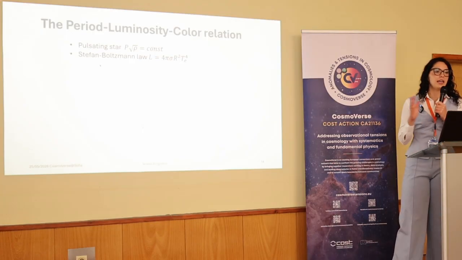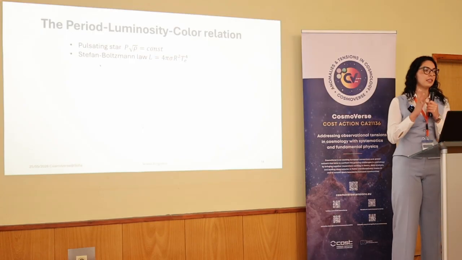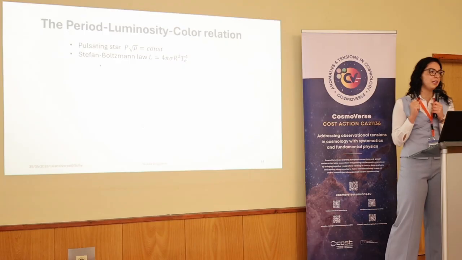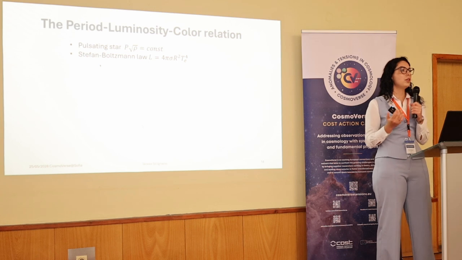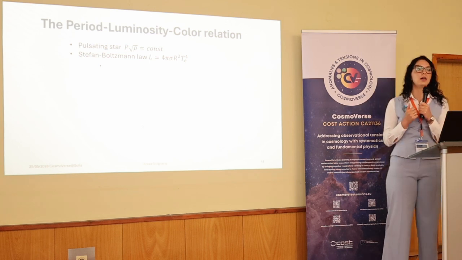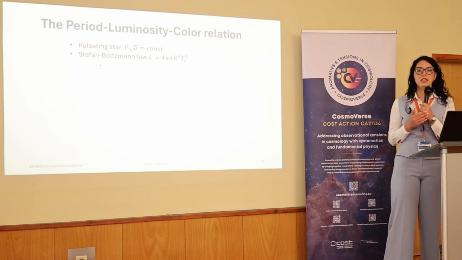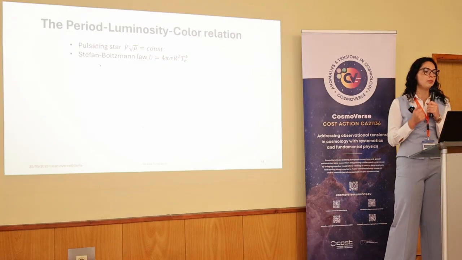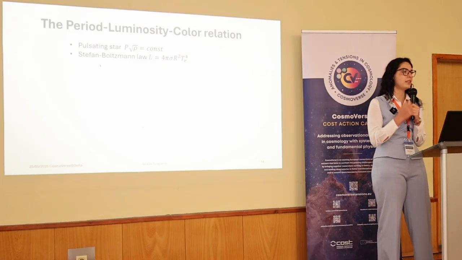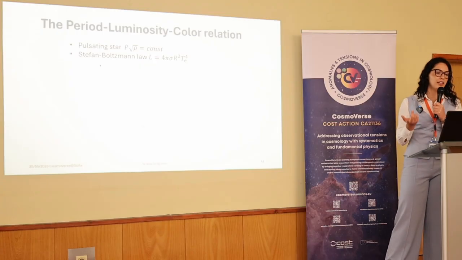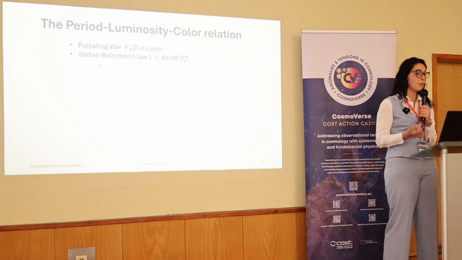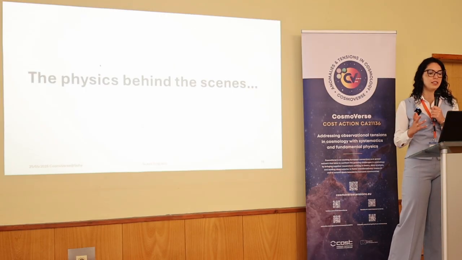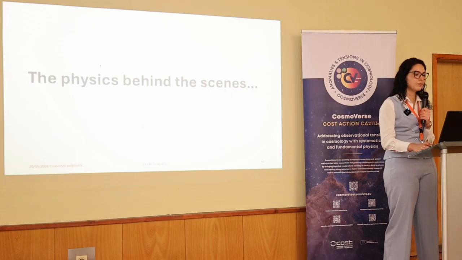Let's go to the physics. So we are saying that a Cepheid is a pulsating star, so we can link the period of the Cepheid to its density. And we also know that all stars are black bodies, so they radiate as black bodies. And from the Stefan-Boltzmann law, we can take the relation between luminosity, radius, and effective temperature. But now, why is a Cepheid pulsating?